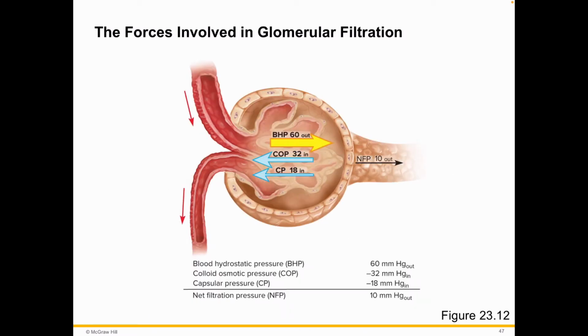Here we go again, the forces. The forces are BHP 60 out, COP 32 in, CP 18 in, and that gives us an overall net filtration pressure of 10 out. Right, so that was just a nice little rendering.